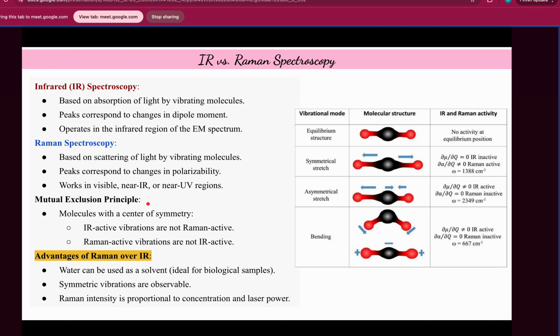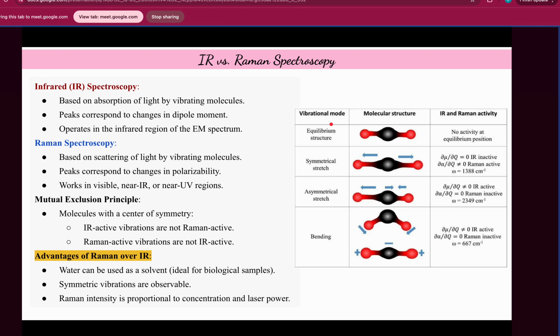And now there is the mutual exclusion principle, which says that for molecules with a center of symmetry, IR active vibrations are not Raman active, which means there is a mutual exclusion between both of them. So if a molecule is IR active, then it will be Raman inactive and vice versa.